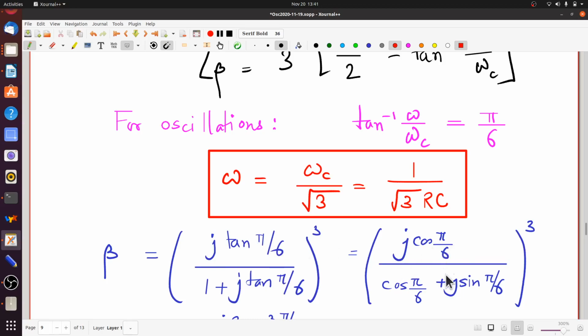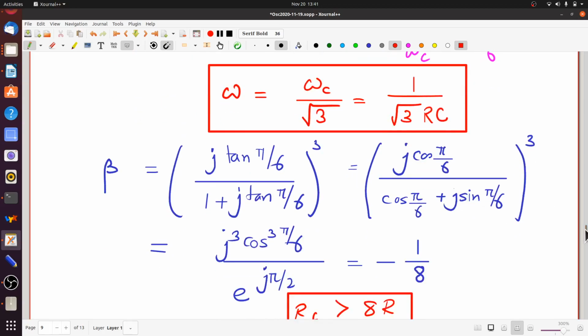Simple manipulation, you multiply through by the denominator cos pi by 6, you get j cos pi by 6 by this. This is a pure phase, as you can obviously see. Cube it out, you end up with a very, very simple result. This beta is minus 1/8. Remember, our gain was minus RF by R.